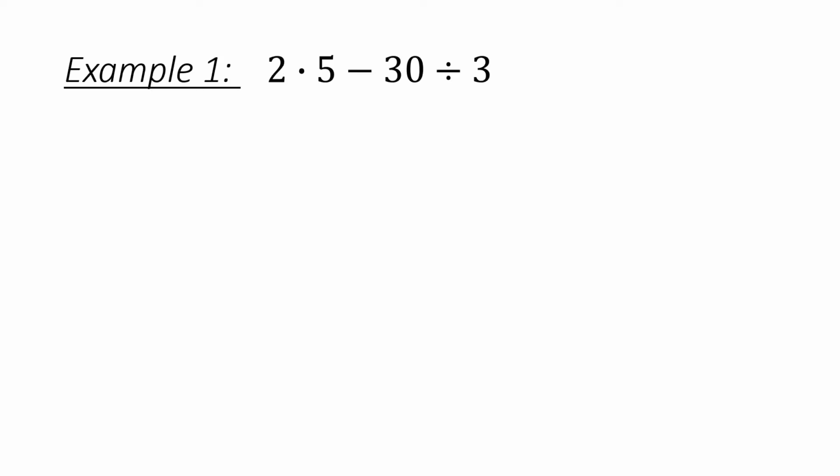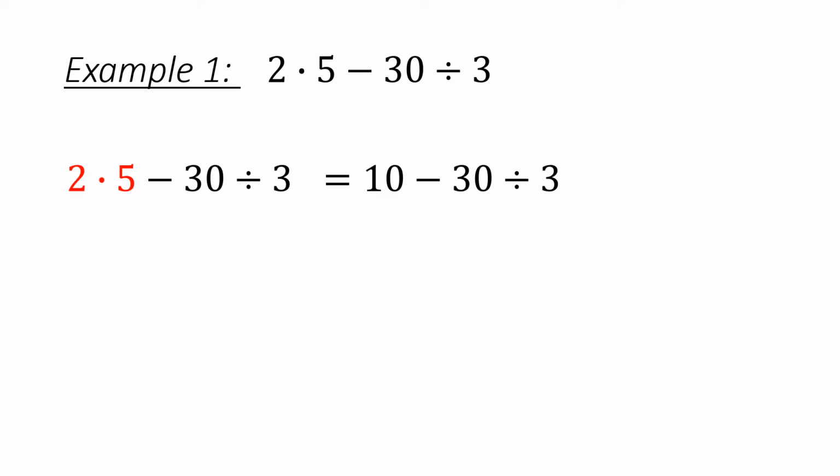Okay, let's look at example 1. We have three operations happening here. We have multiplication, which is represented by the dot, subtraction, and we have division. And so following the rules of the order of operations, the please excuse my dear Aunt Sally, multiplication would come first here. So we do 2 times 5, which simplifies down to be 10. So then we'll have 10 minus 30 divided by 3.